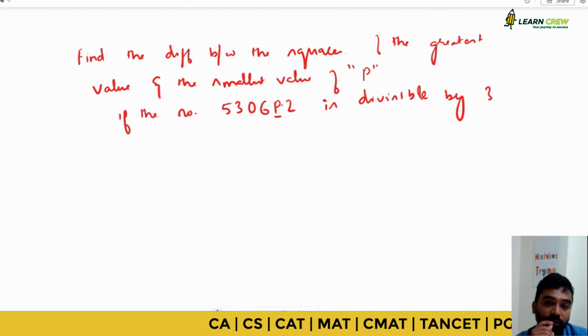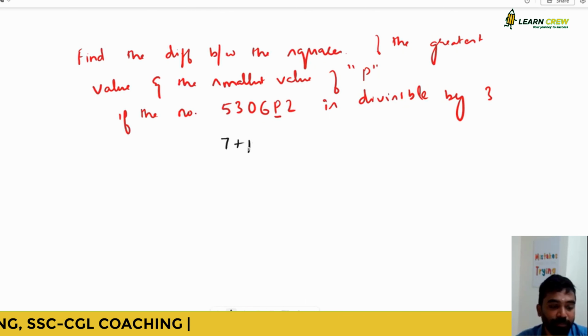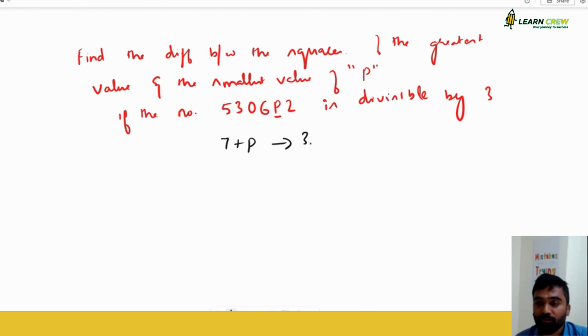16 can be further simplified as 6 plus 1, 7. 7 plus p should be divisible by 3. Now, what values can you substitute in place of p? It can start from 0. Is it divisible? No. 1, is it divisible? No. 2, yes. 3, no.